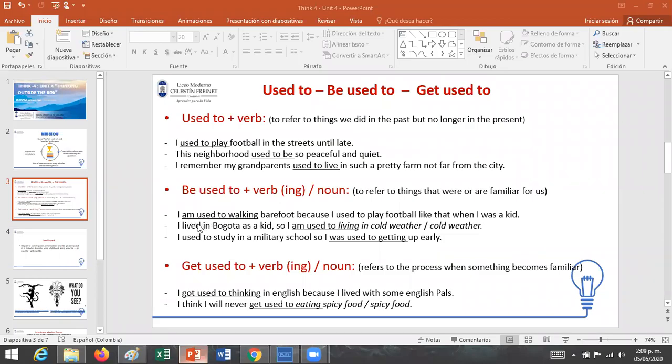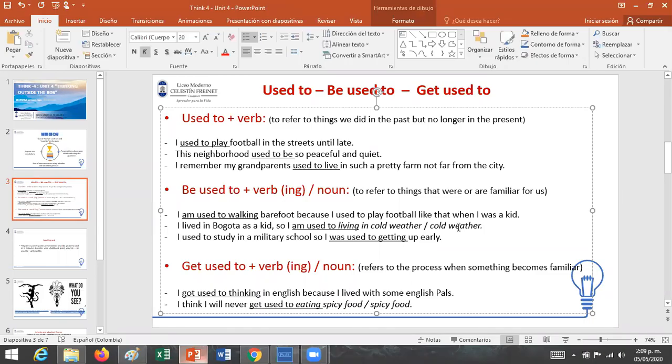Ustedes también pueden decir, yo estoy acostumbrado a vivir en clima frío o al clima frío. Como les dije acá, se puede seguir de un verbo en ing o de un nombre, de un sustantivo. So you can say, I lived in Bogotá as a kid. Viví en Bogotá cuando era niño. Así que estoy acostumbrado a vivir en clima frío. You can say, I am used to living in cold weather. Or, I am used to cold weather.